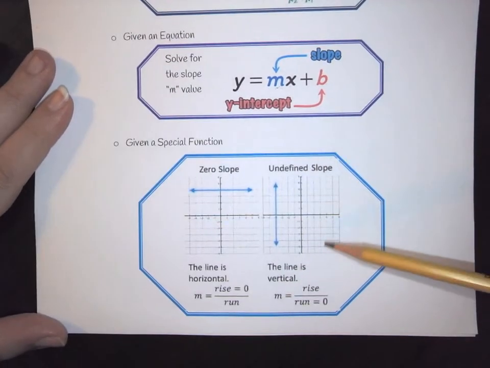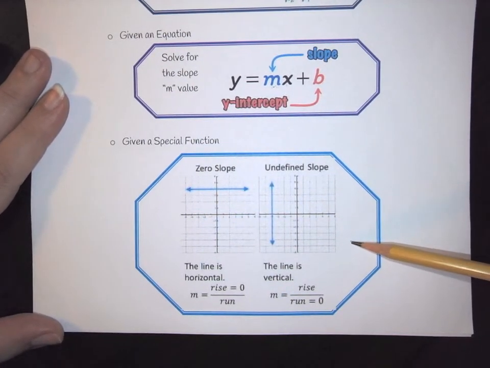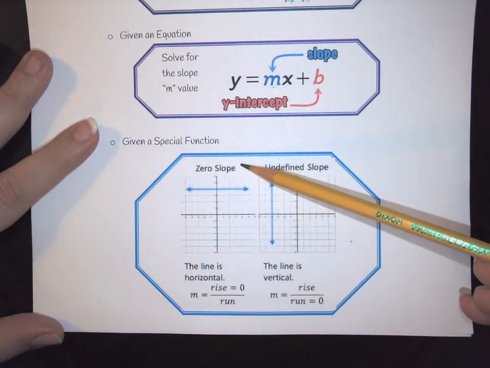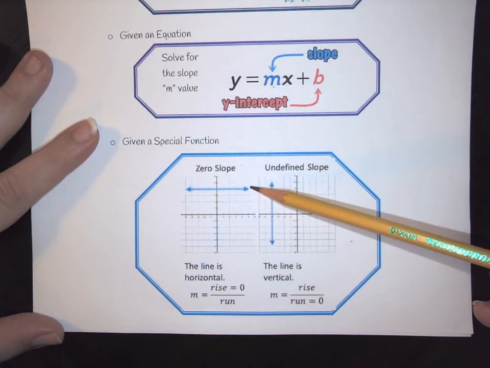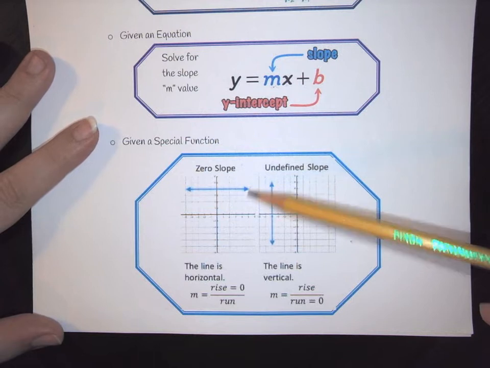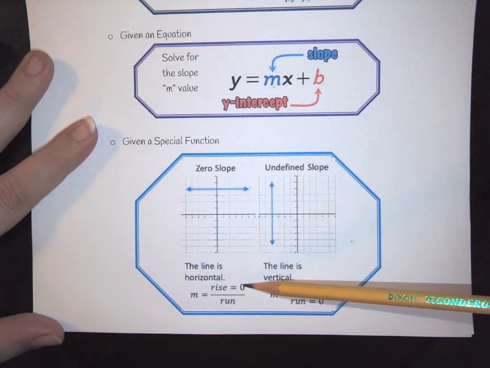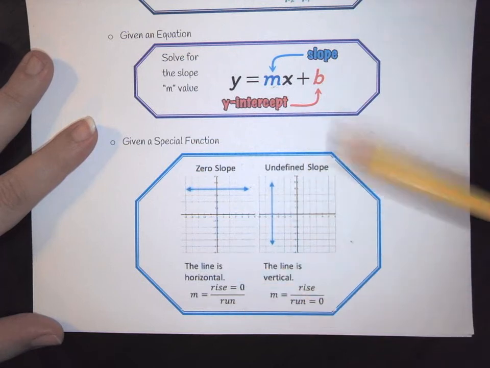The third way is that we have special functions. Now, in terms of slope, we only have two special functions. First would be the zero slope. So notice it's a horizontal line. And the reason for that is because you are not changing your y value at all. Therefore, 0 is on top, making your slope a 0.